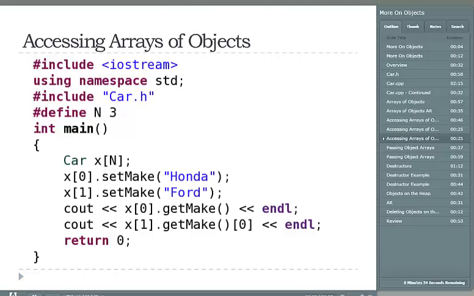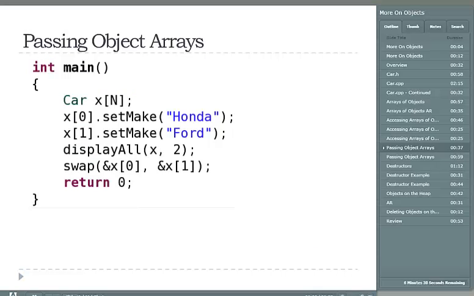Now, if you were asked to predict the output of the program, the first call, x0.getMake, would output Honda, and the second statement, x1.getMake, would output Ford. But because we have square brackets at the end, we're only accessing the first character, which is just capital F.